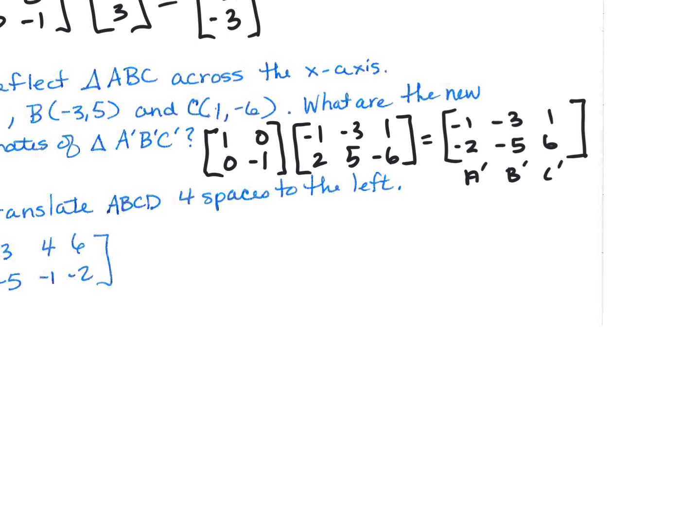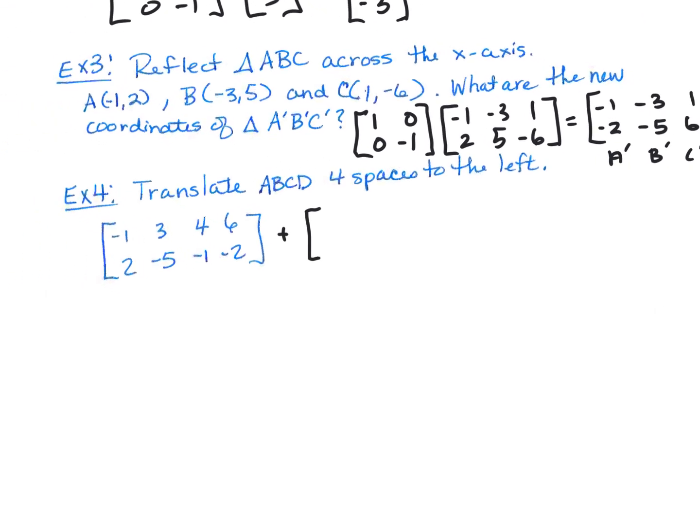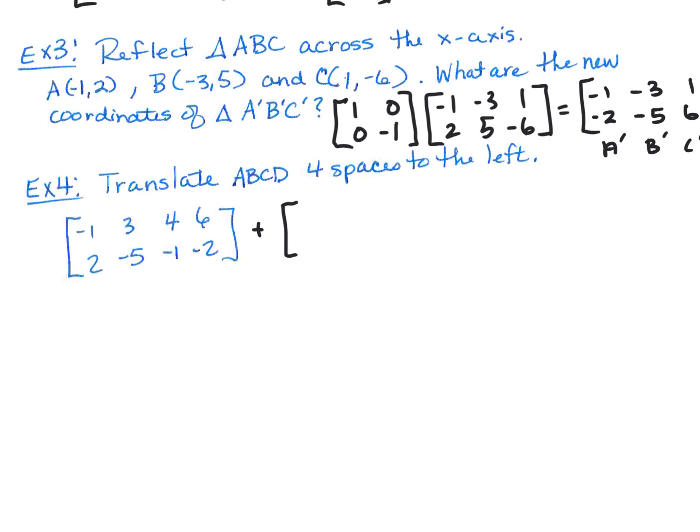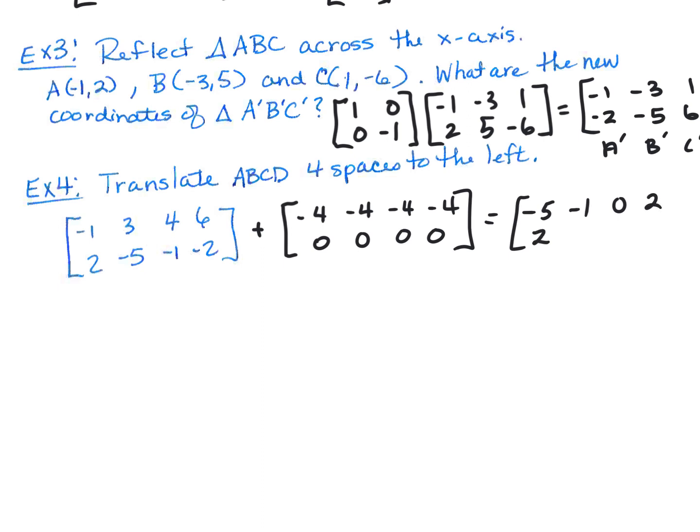Okay, so what do I have to add to this matrix to translate it 4 spaces to the left? -4 to all of which ones? The x's or the y's? Good. So what we do is -4, -4, -4, -4, and 0, 0, 0, 0. You can do this on your calculator or you can do it in your head. -1 minus 4 is -5. 3 minus 4 is -1. 4 minus 4 is 0. 6 minus 4 is 2. And we know that the y coordinates are not changing, are they? So you can use your calculator or you can not use your calculator, and that would be easier.